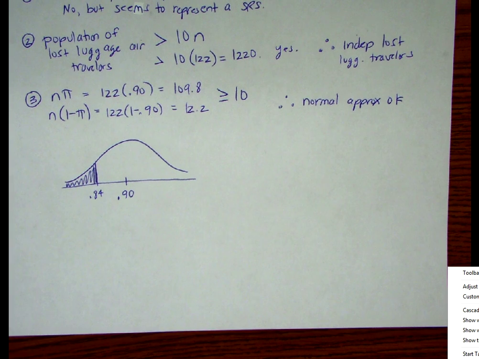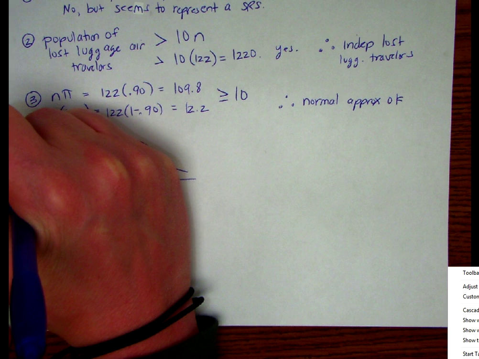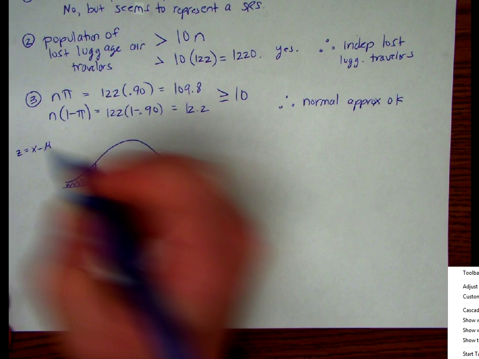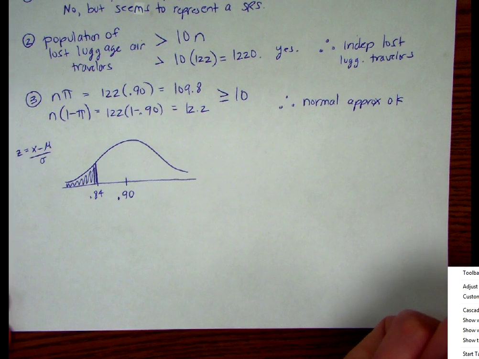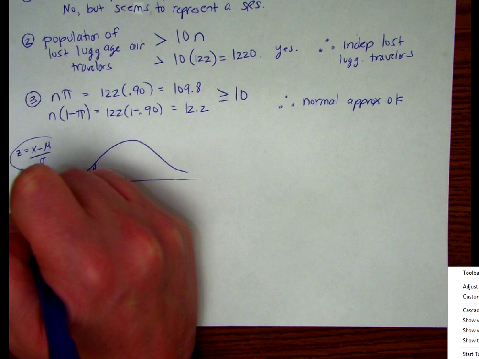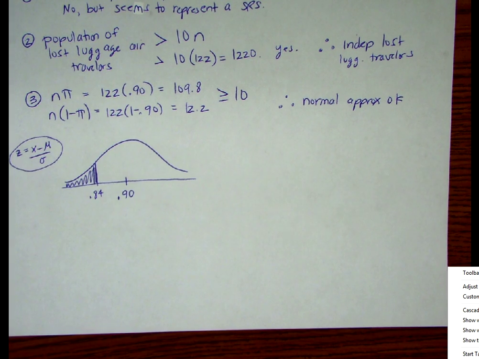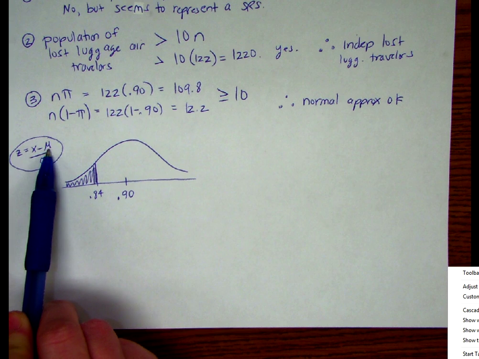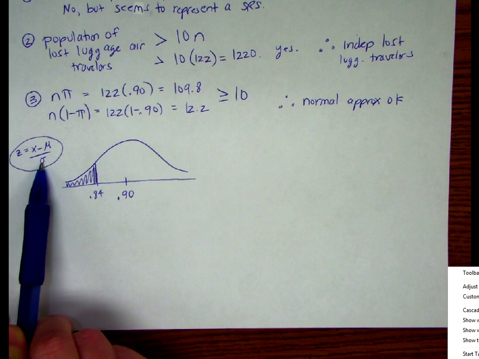Now, back in the old days, guys, when you had to find this area, you used your good old Z formula. I'm going to write it really small, just off to the side so you can see the generic form. Z is equal to X minus the Greek letter divided by sigma. Don't write this, but just use this as a guideline. So this is sample statistic minus parameter divided by the standard deviation of your sample statistic.